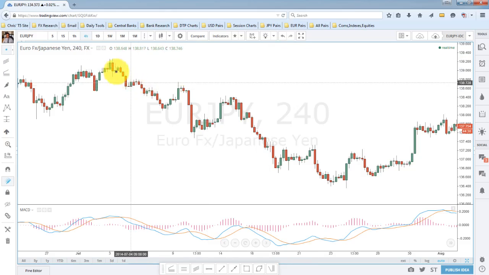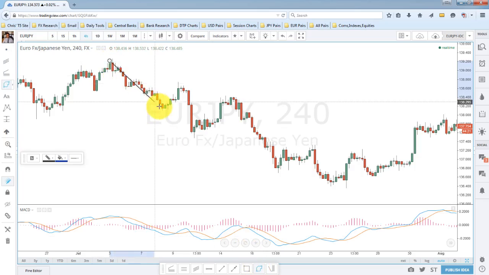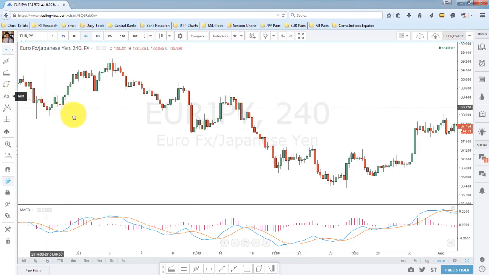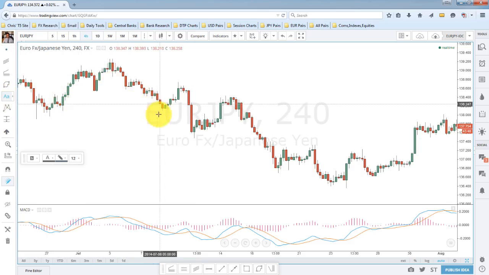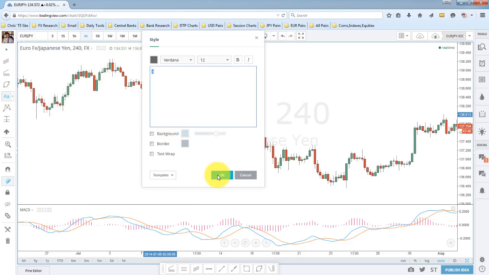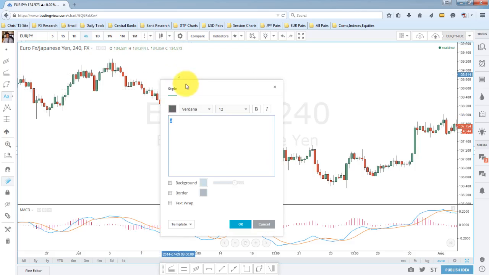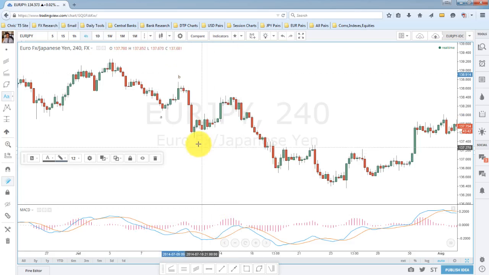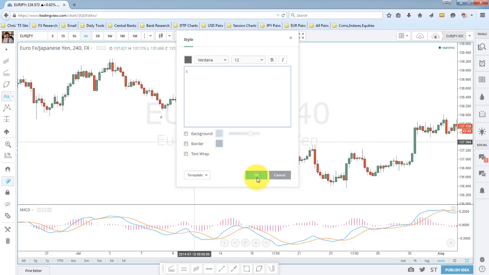Here we are looking at a simple A, B, C pattern. Okay, right here, A, B, C. Let me mark this off. A, B, C. And that's how we would label this.